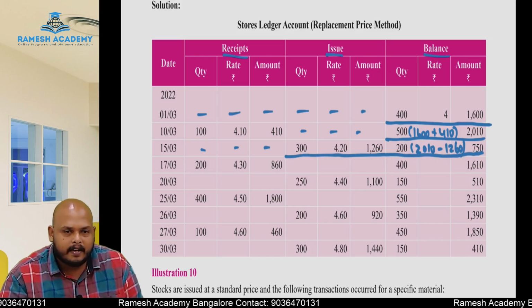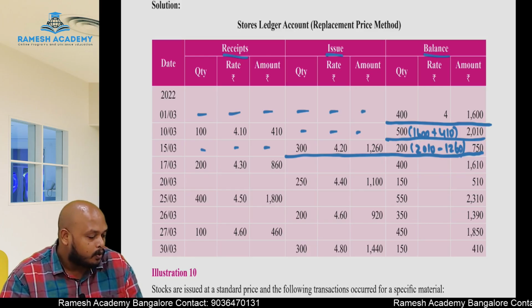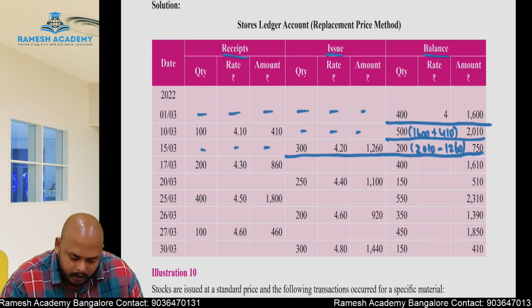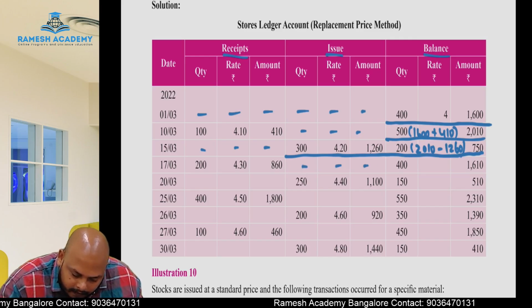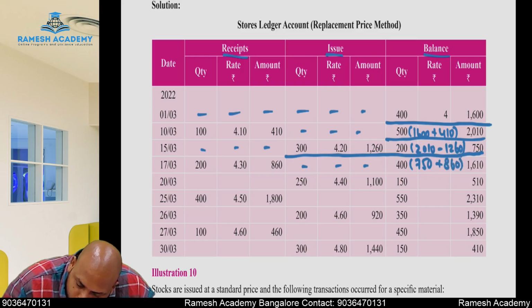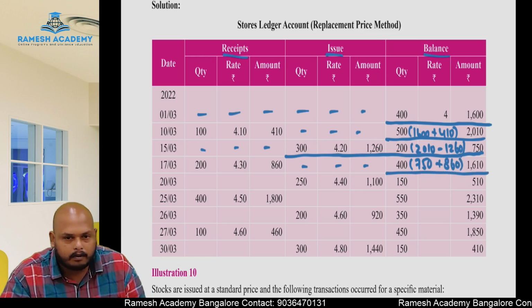Next, 17th March. On 17th March we received 200 units at the rate of 4.3. In the receipt column we write it, and the issue column is nil. Next, 750 plus 860. So 200 plus 200, the balance is 400 units.